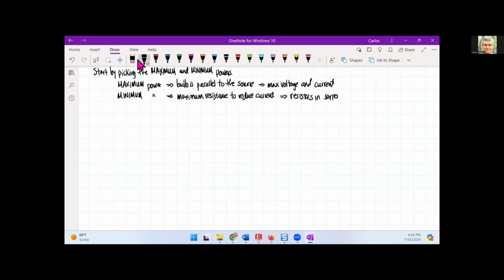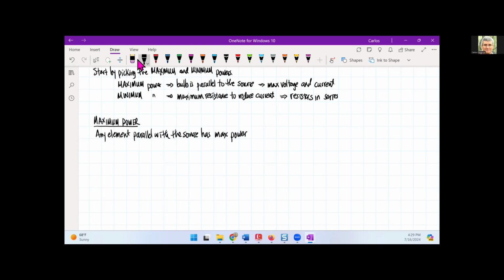Let's start by looking at the maximum power. So these have to be circuits where they are in parallel to the source. So any element parallel with the source has max power.